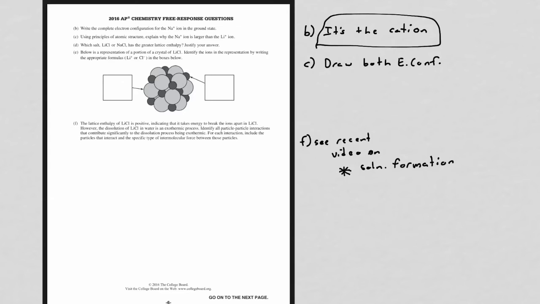If you have your periodic table in front of you, if you haven't memorized it by now, you ought to right off the bat be able to say which is the larger of those two ions. Okay, and they're not even asking you to justify in this case, so you can just write in lithium for one and chloride for the other.